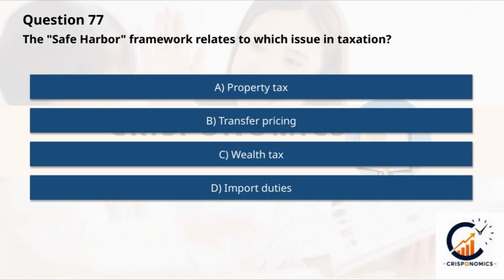The safe harbor rules are designed to provide clarity and predictability in tax matters, often by setting simplified standards or thresholds. Understanding which area this framework applies to helps us grasp how tax authorities manage complex transactions and prevent disputes. So, which one do you think it is?